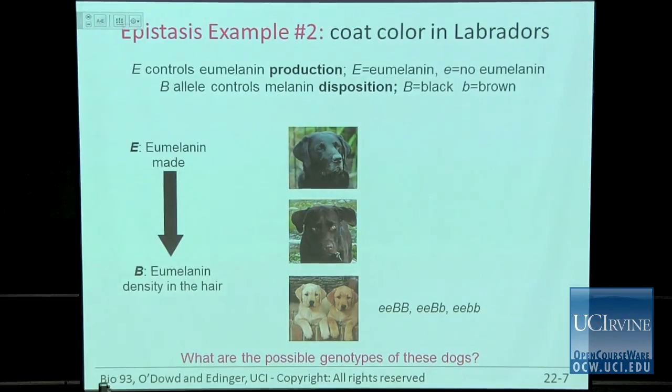Now we've got to do the brown and the black. What do you know about the brown labs? They have to have what? They have to have at least one big E and two little b's. I heard that out there. So if you're going to be brown, you have to be homozygous recessive at the B locus. And of course, the black labs have to have at least one dominant allele at each of these loci. They have to make the pigment, and they have to be able to put a lot of it into their hairs to turn them black.